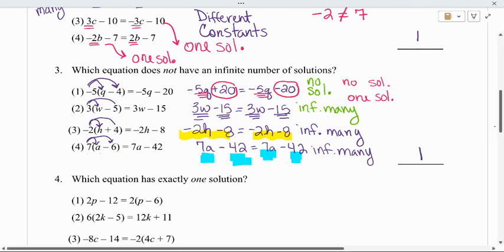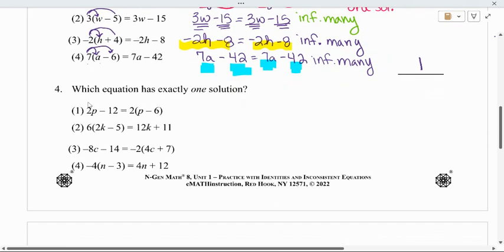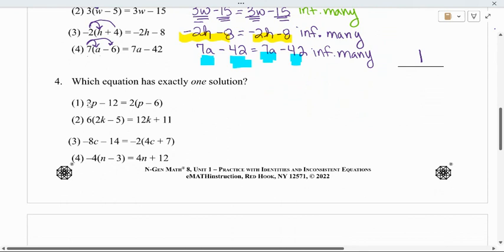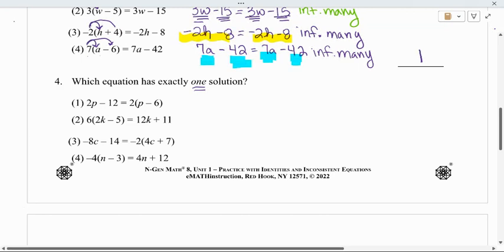This is a homework sheet that I turned into our notes because I want you guys to be able to identify, right? We want to talk about what they look like. So which equation has exactly one solution? One solution. They're good. So only one solution. So let's distribute.